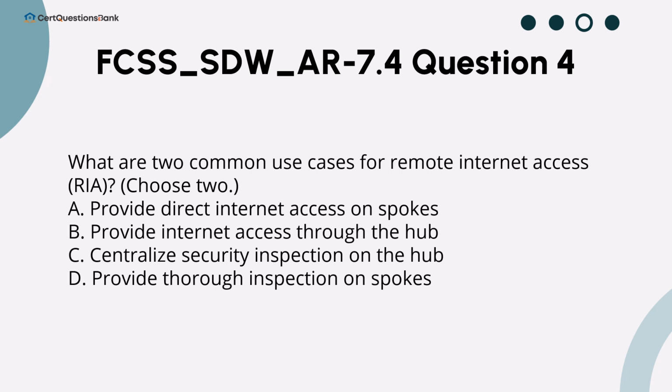What are two common use cases for remote internet access, RIA? Choose 2. A. Provide direct internet access on spokes. B. Provide internet access through the hub. C. Centralize security inspection on the hub. D. Provide thorough inspection on spokes.